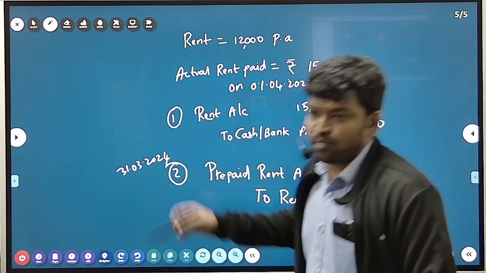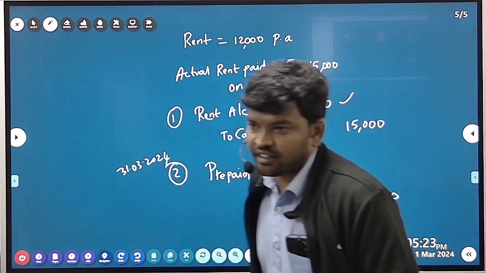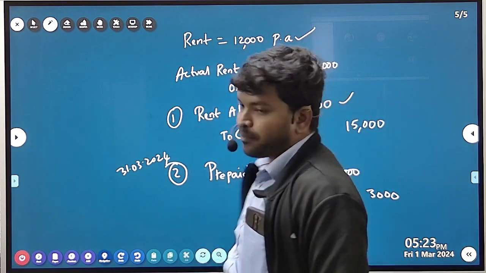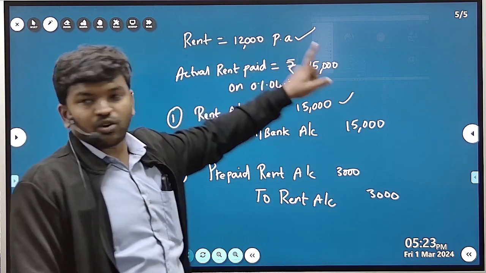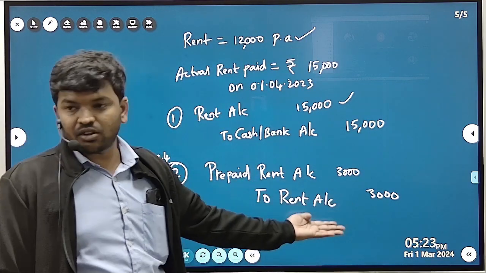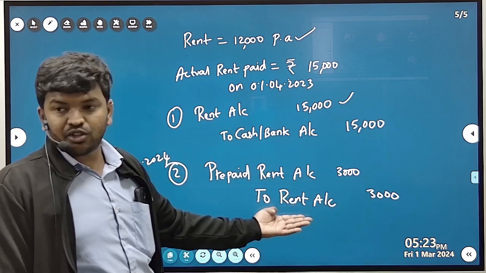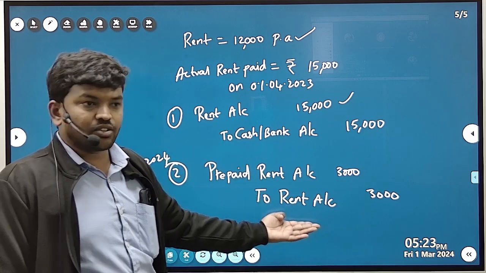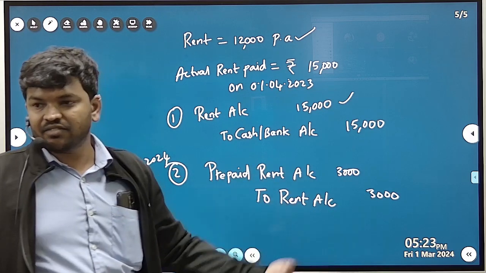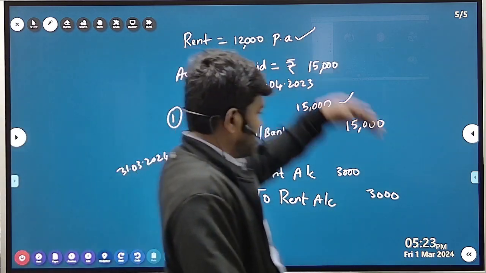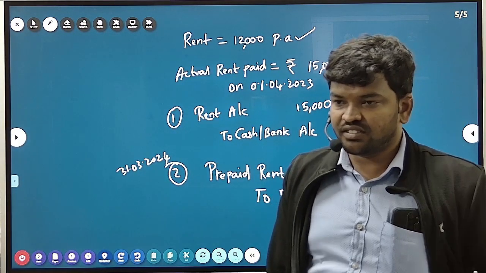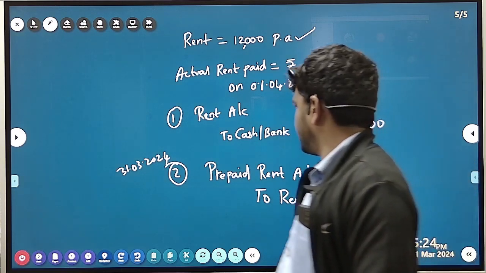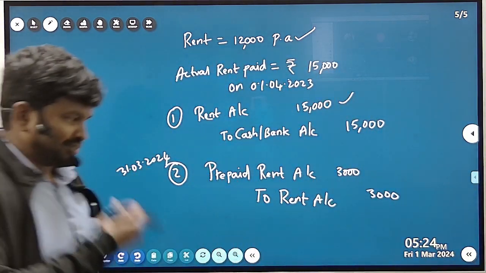In P&L, you have to book actually 12,000 only, because 12,000 is your annual rent expense. So you have to book actual expenditure only in the P&L. So you have to reduce 3,000. Rent is a debit balance, so you reduce it by crediting the rent account. Understood? Prepaid rent is an asset. This prepaid rent gets carried forward to the next year. Understood? Next.